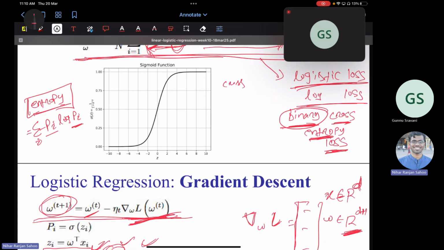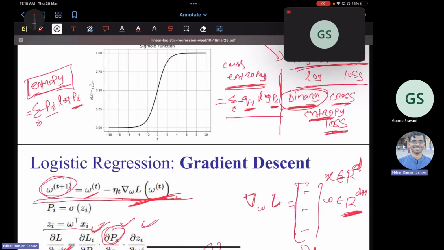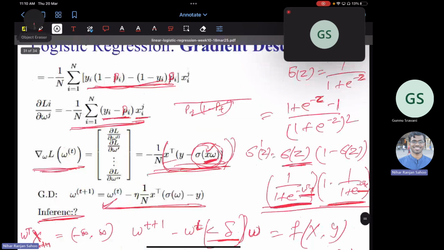If you see cross entropy, it is summation of qi log pi. So what is qi? Qi is the true distribution. Pi is the corresponding predicted distribution, right? So again, why we need all these things? We'll see in the decision tree formulation. What is the significance of entropy and what is the significance of cross entropy?